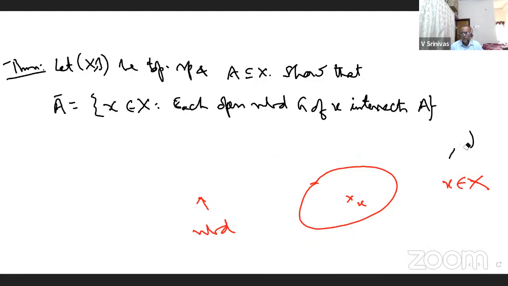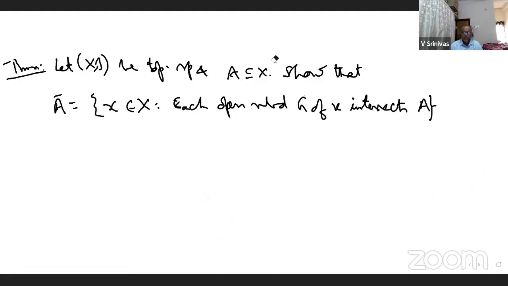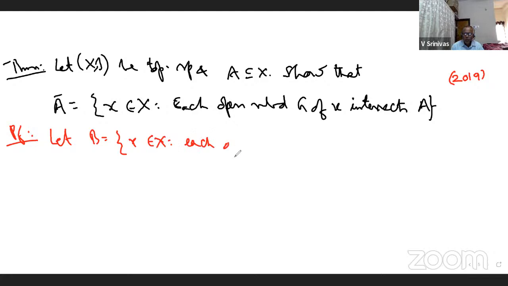Now let's try to prove this. This question was asked somewhere in 2019. To prove this, we proceed like this. This is one set, capital A closure, and the right hand side is another set. Let capital B be the set of small x belonging to capital X such that each open neighborhood G of x intersects capital A. Let me name the set on the right hand side capital B.